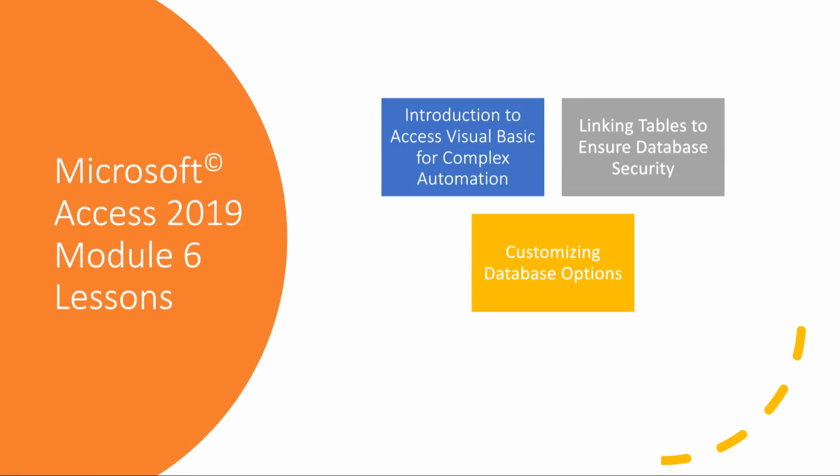Our last module in this course will introduce you to Access Visual Basic for complex automation. You'll get to do a little bit of coding. We're going to move on to linking tables to ensure your database is secure, and then how to customize some database options.